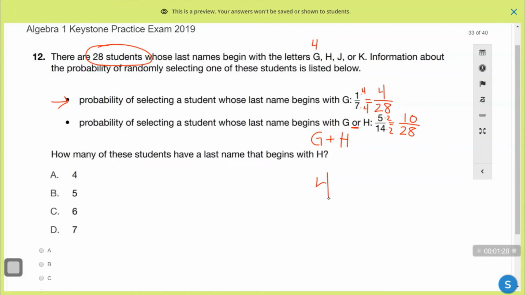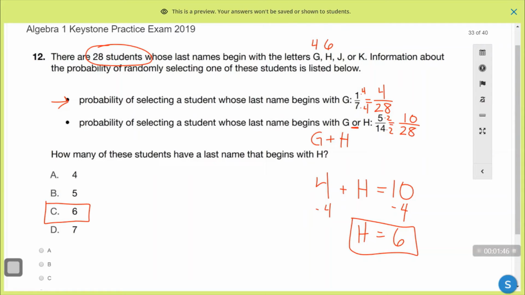Essentially, we're saying that 4 students with the letter G plus an unknown amount of the letter H is a total of 10 students that are G or H. And I can simply solve that by subtracting 4 from each side to find that there must be 6 students with the letter H that begins their last name. And that's how I can get this number over here, 6, which is our correct answer. So there's 6 total students out of the 28 that have a letter H that begins their last name. All right, let's take a look at the next question.